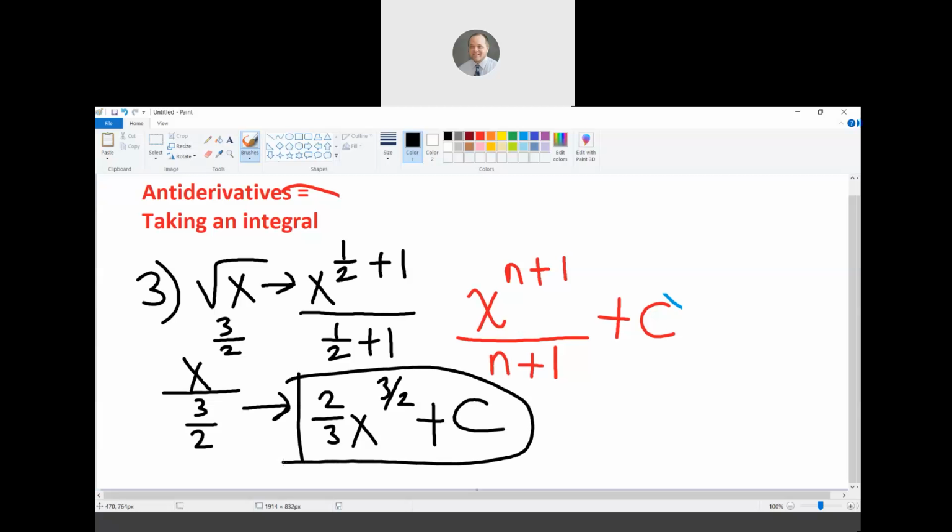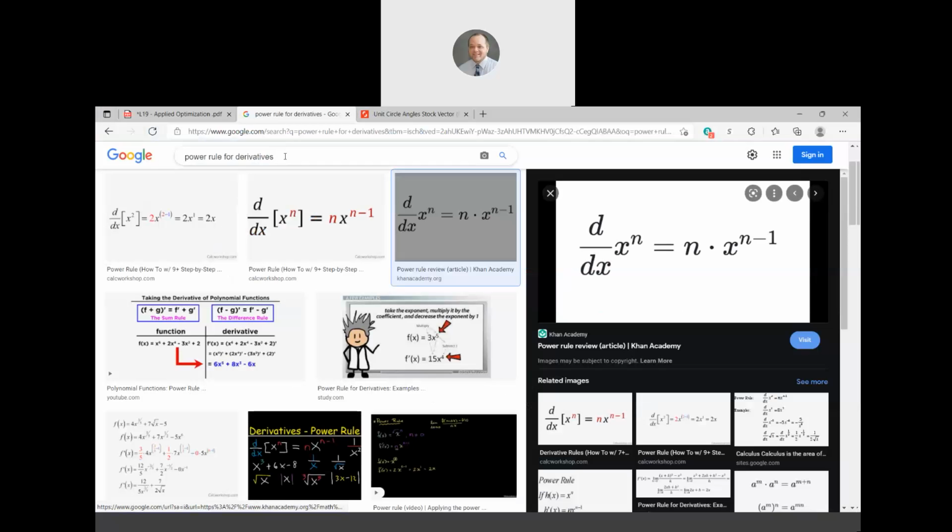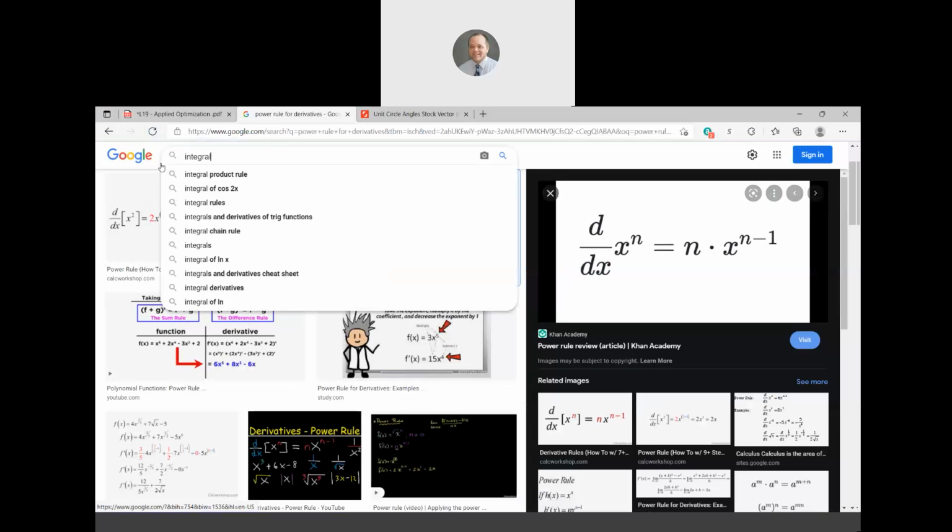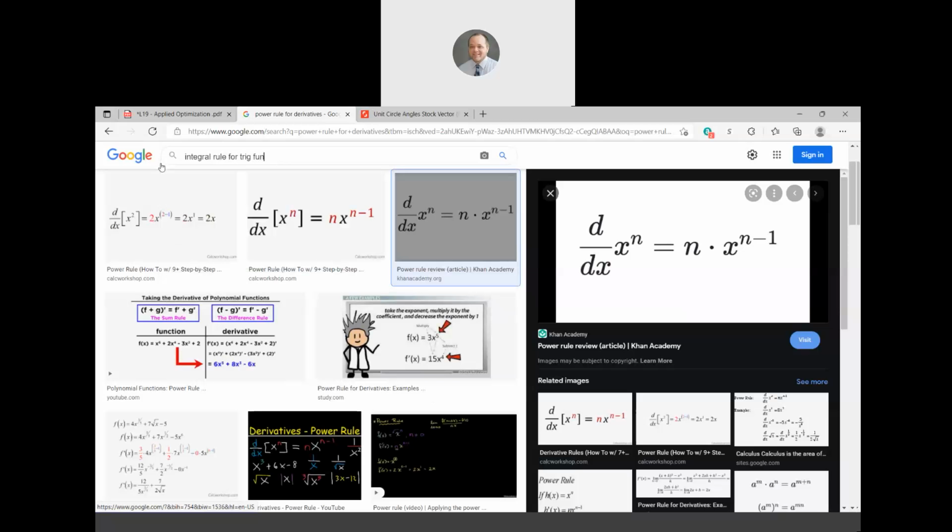All right, just like with derivatives, there are antiderivatives or integral rules for trig functions. So let me share these with you guys. Integral rules for trig functions.